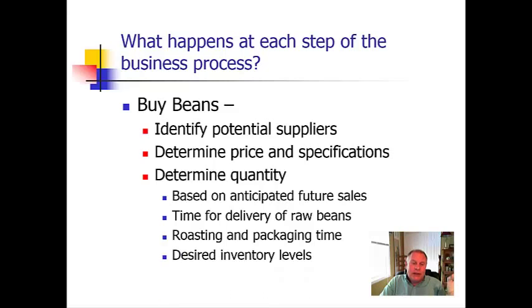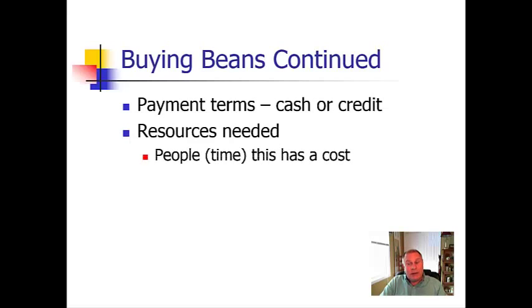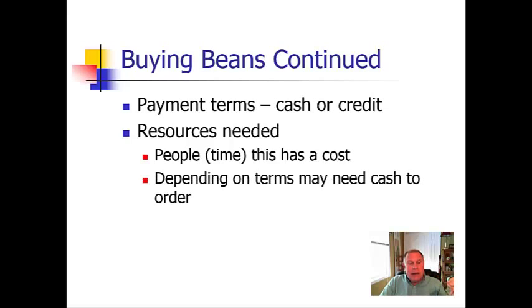We also have to manage our inventory levels at this step. Sometimes we may get lucky and be able to get credit from the seller, the supplier of coffee beans, or we may have to pay them up front. Either way, resources are needed for this. People are doing this ordering, and they have a cost. You have to pay them on a weekly or every other week basis. That's before you even get any of the beans. Depending on your terms, as I said, you may need cash to actually order.